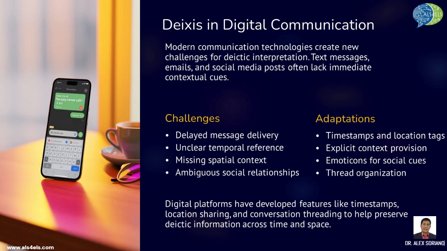Modern technology creates some new challenges for understanding deixis. Things like text messages and emails often lack the immediate cues we get from face-to-face conversations. Challenges: we can face issues with delayed messages, unclear time references, missing location context, and ambiguous social cues. Adaptations: to solve this, digital platforms have added features to help us. We now have things like timestamps, location tags, emojis to show social cues, and organized conversation threads to preserve the necessary deictic information across time and space.